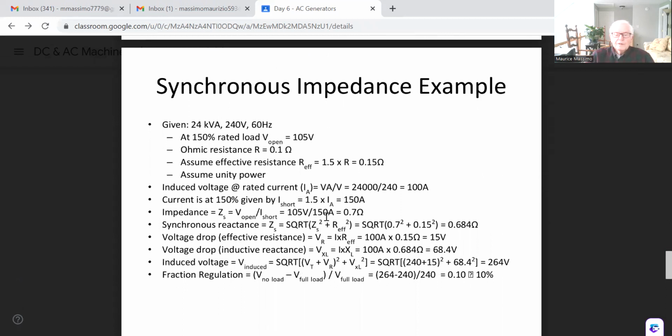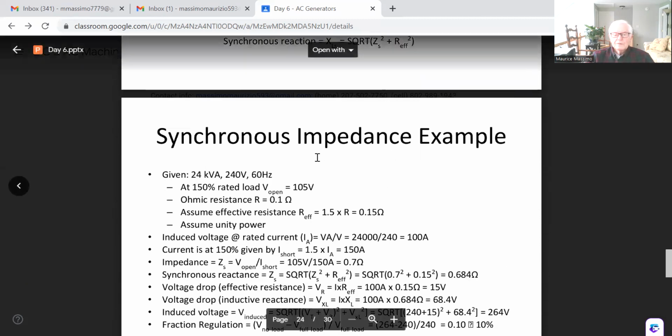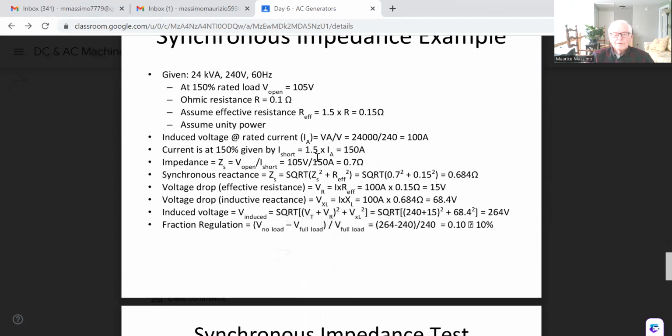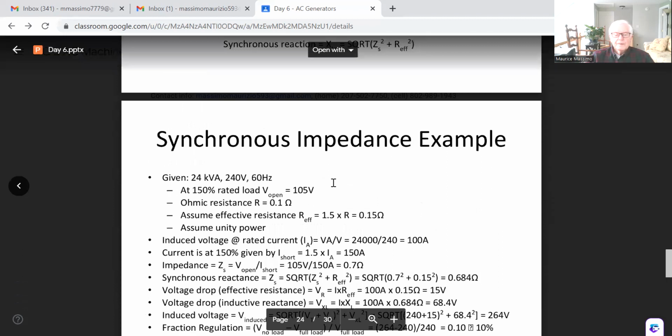Synchronous, and here's a way you can go through this to see how the synchronous impedance can be measured using all these parameters, okay?